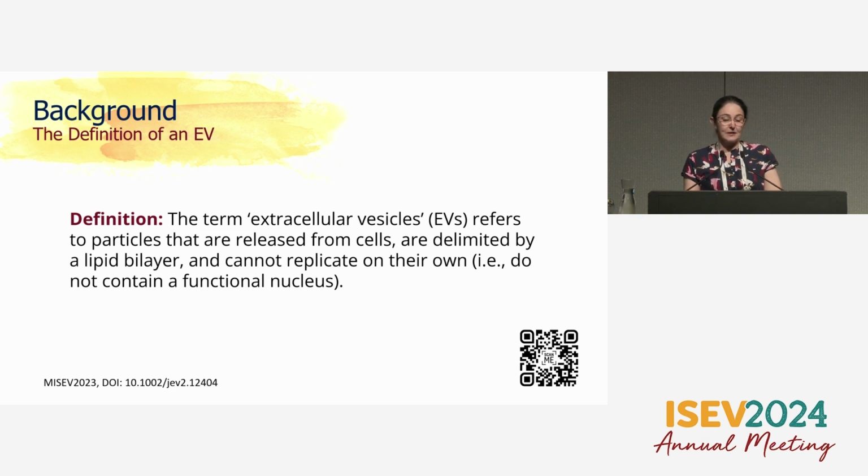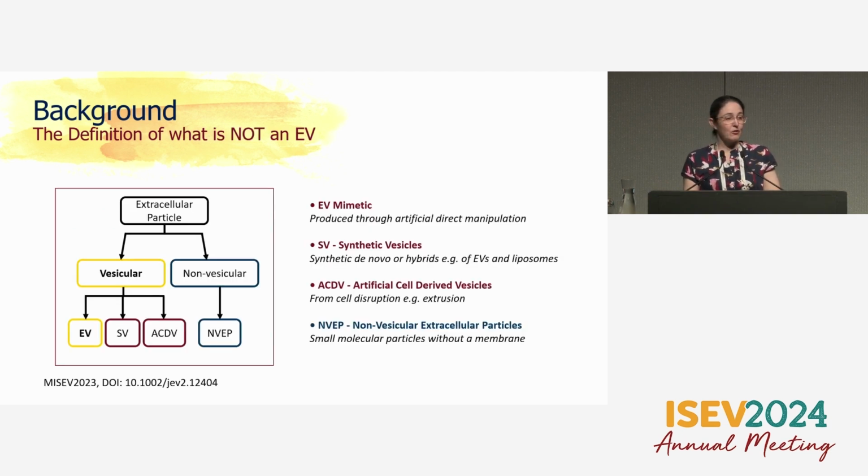It gets a little bit more complicated when we think about what is not an EV. The definition of what is not an EV was nicely highlighted in a summary diagram in the MISEV 2023 guidelines, which showed that there is an umbrella term of extracellular particles, or EPs. This is where our EPs come in. Under this, you have the vesicular and the non-vesicular forms. Under the vesicular, we see our friends, the EVs, the true extracellular vesicles.